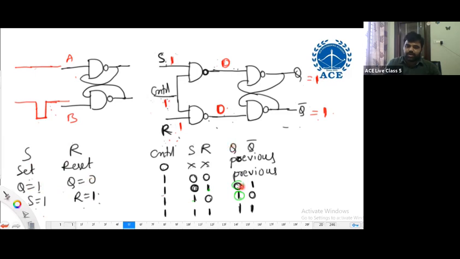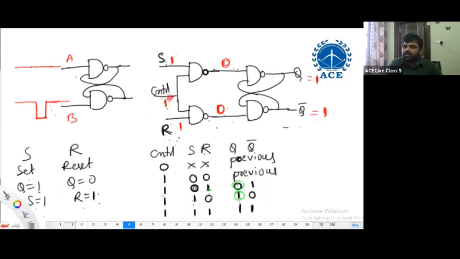See, when Q equal to 0, Q is becoming 0 when R equals 1, satisfying resetting. When Q is 1, S equals 1 is setting the Q, R equals 1 is resetting the Q. That's it. Now, control equals 0, remembering. Control equals 1, enabling the input, sensing to the input.